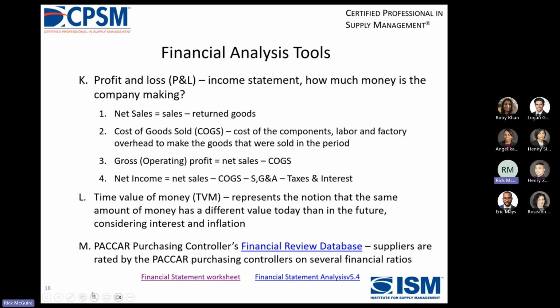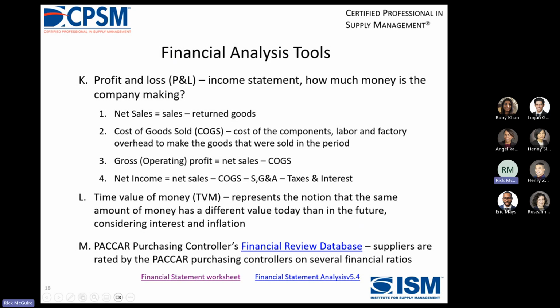Time value of money, we just looked at that in net present value. It represents the notion that the same amount of money has a different value today than it will in the future, mostly due to inflation.